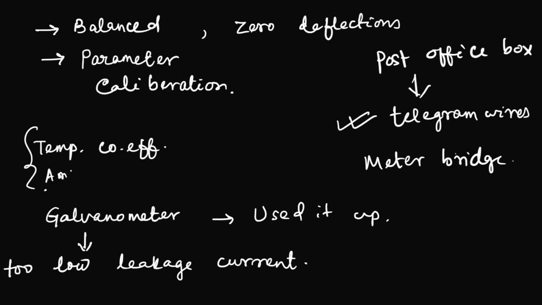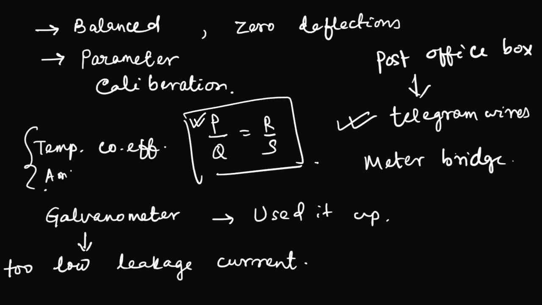So there are only two conditions. It has to be balanced. You can put the unknown resistance anywhere you want, and if you know the other three, then you can find the fourth one, provided the galvanometer is showing zero deflection.